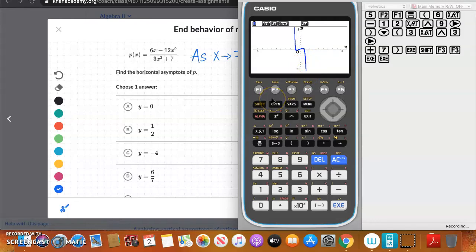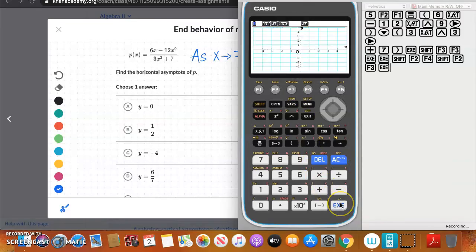Just for curiosity's sake, I'm going to zoom out. So I'm going to press Shift, zoom out. I want to take a larger look, and it's the same thing. Same thing's happening. So let me zoom back in here. Just like that, and same thing.